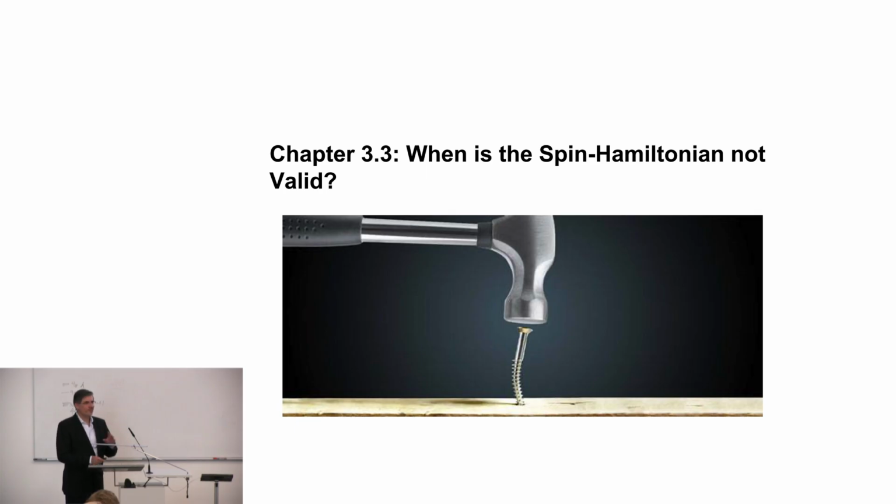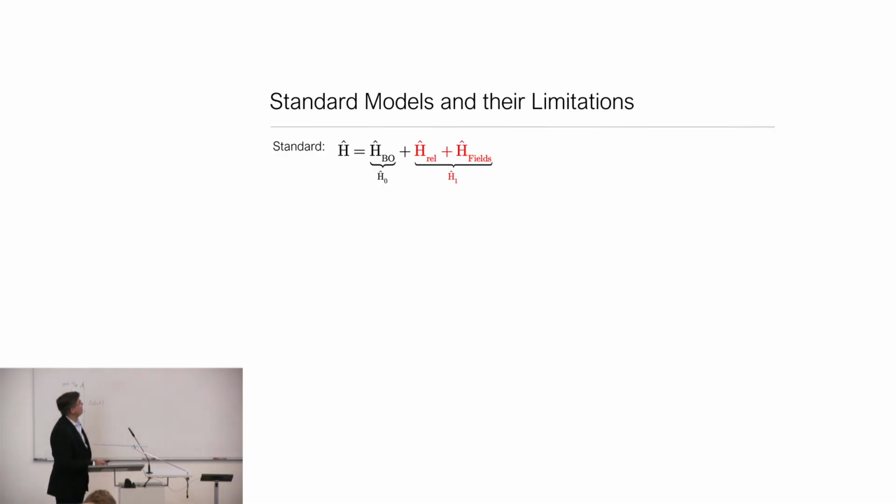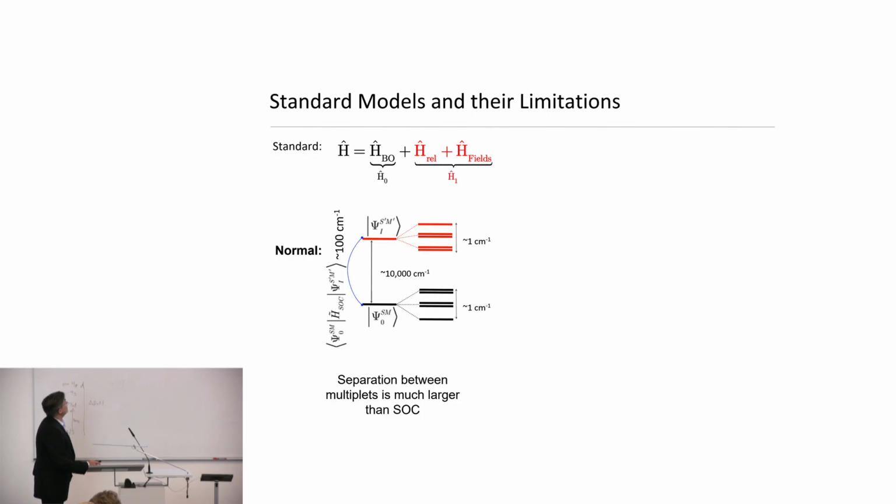So the spin Hamiltonian is a wonderful invention, beautiful. It's a real, true intellectual accomplishment of the community. But every once in a while, it just doesn't apply. And then it's your job as a scientist to figure out when that's the case. Yeah? So, and that is the case when it's the following.